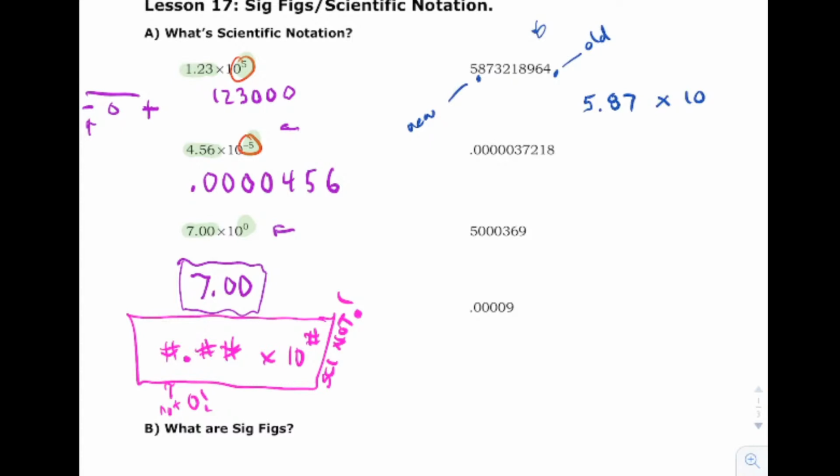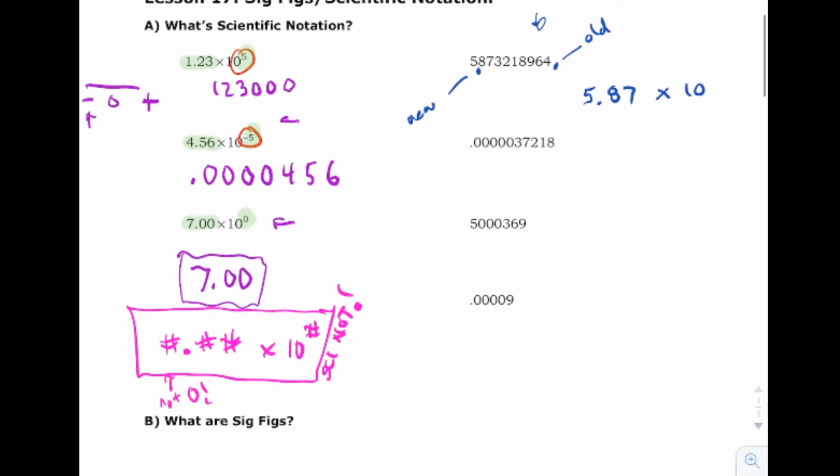Really, what you would have to do to get back the original number is take that 5.87, and notice you would certainly have to slide it to the right a whole bunch of times. And since you're going to have to slide the decimal to the right a bunch of times, you're going to have a positive exponent, and then you actually have to count. So I'm going to try to count: that's a 1, 2, 3, 4, 5, 6, 7, 8, 9. I'm going to have to go to the right 9 times. 5.87 times 10 to the 9th.